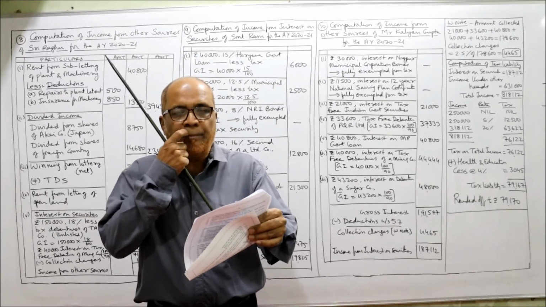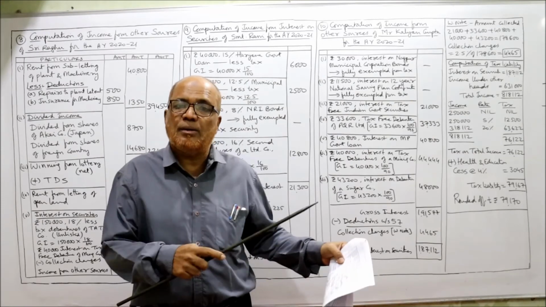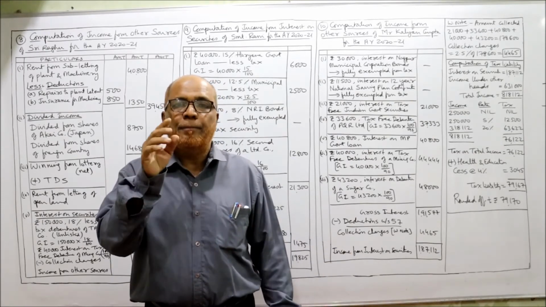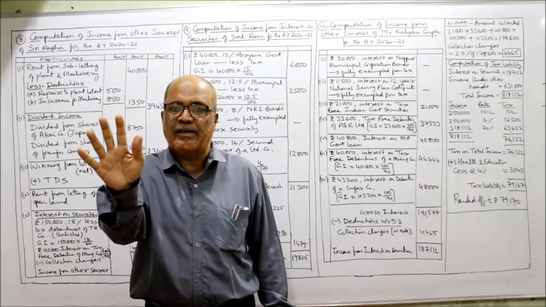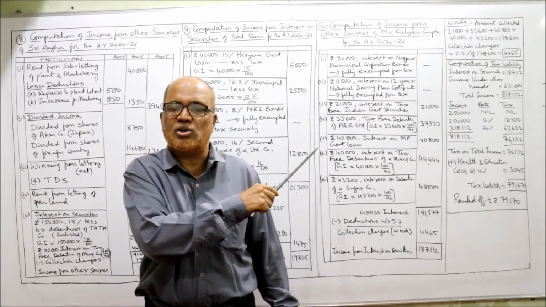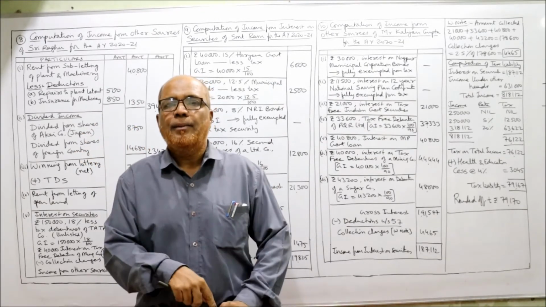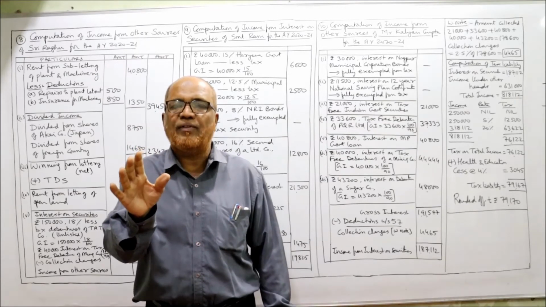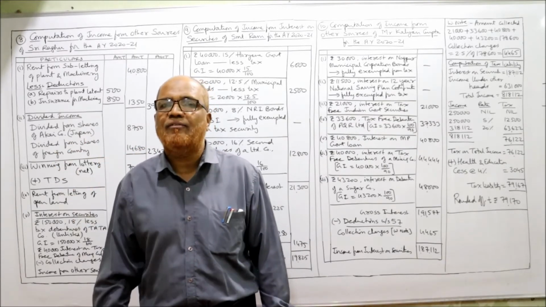15,000 dividend on preference shares. Just now in the previous problem I told you, preference shares are not securities. Not security, so it will not come under interest on security. Secondly, dividend on preference shares is fully exempted from tax.